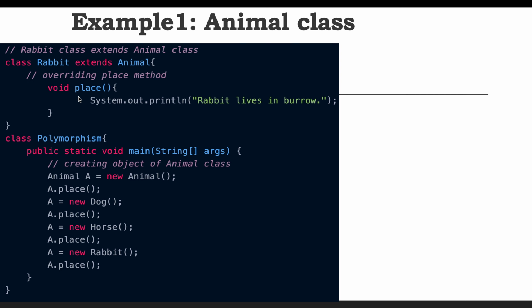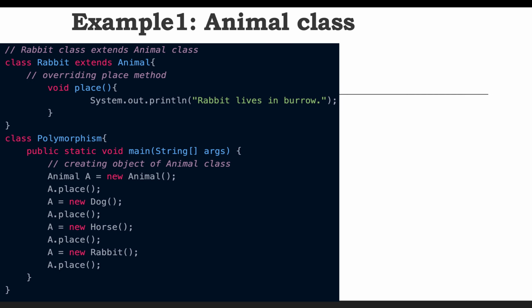So this is how method overriding is defined. When the same method is available in both the parent class and subclass with the same signature, and the implementation can be different, it is called method overriding, and this is also used to achieve runtime polymorphism.